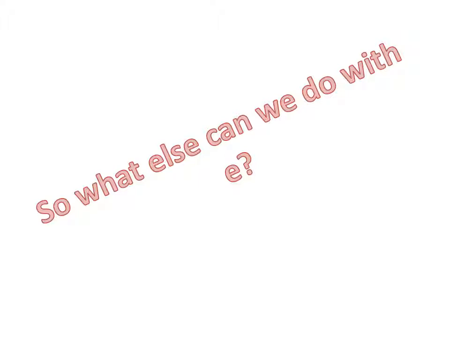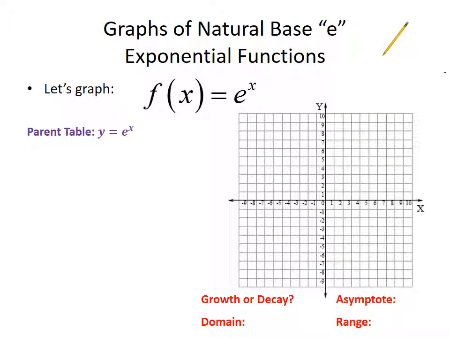So what else can we do with the value of e other than simplifying? As we've done for the last few lessons, we can also graph. To graph the natural base for e, we are going to continue using our tables. To start off, we need to first find our parent table. For your parent table for e to the x, you're going to want to stick to those standard values of -2, -1, 0, 1, and 2.